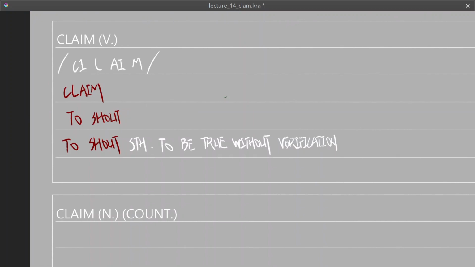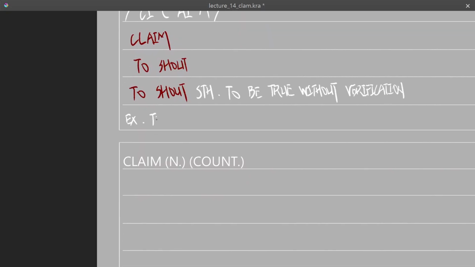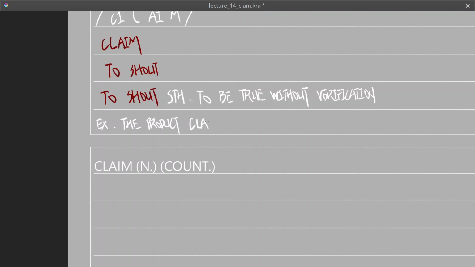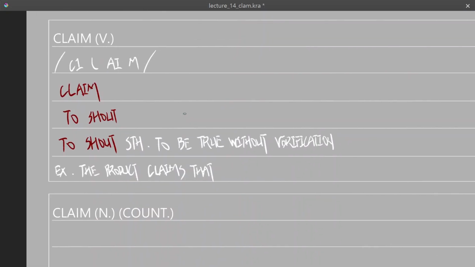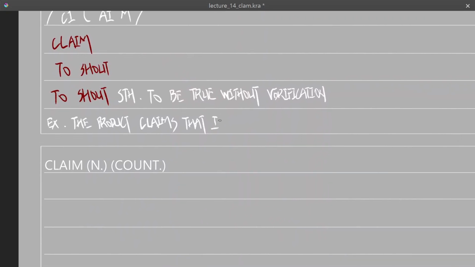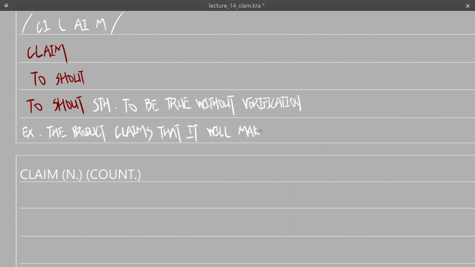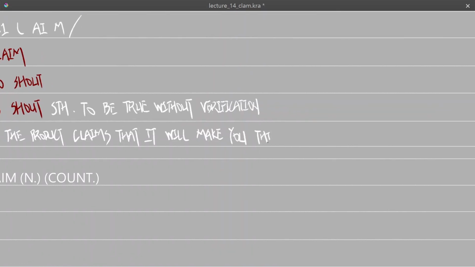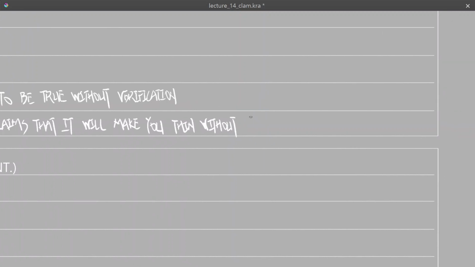Good, claim. So for example, let's say: the product claims that it will make you think without exercising.